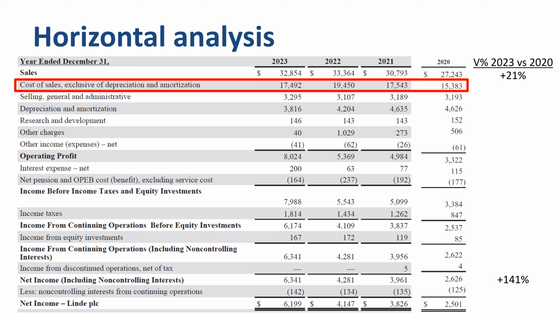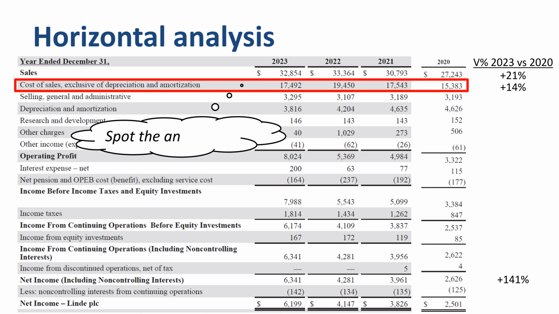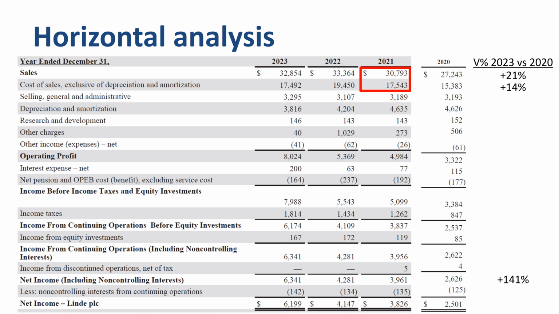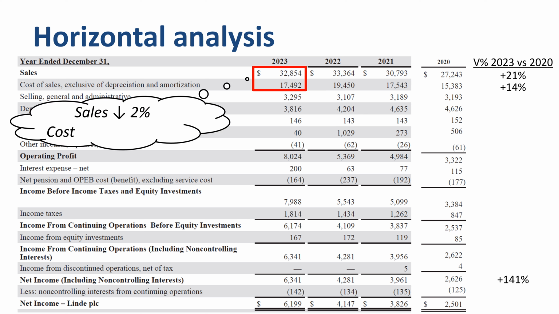First of all, cost of sales. This has gone up by only 14%, while sales went up by 21%. Let's play the game of spot the anomaly to see if we can find a specific year that is an outlier. From 2020 to 2021, both sales and cost of sales go up in similar proportions. Similar story for 2022. In 2023, sales are down 2% versus prior year, whereas cost of sales is down 10%. That's where the anomaly is.